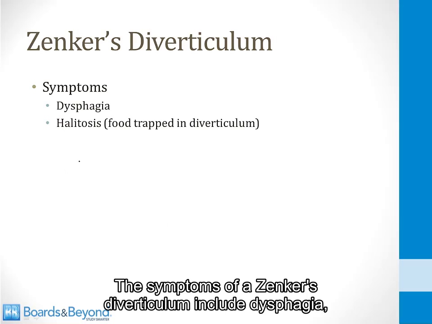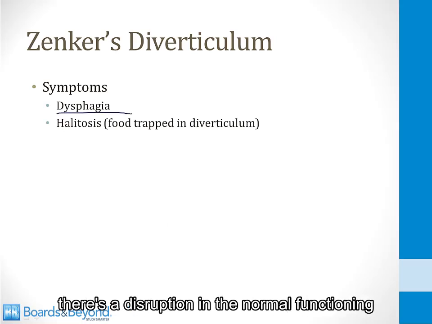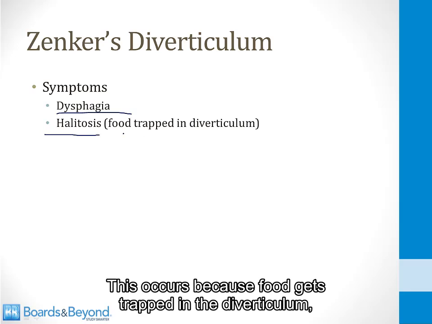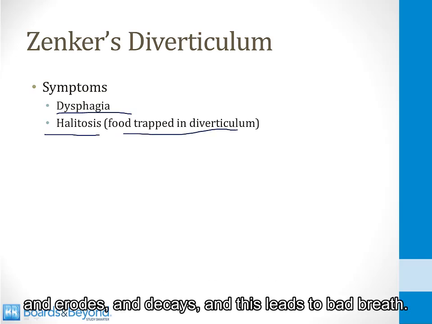The symptoms of a Zenker's diverticulum include dysphagia. There's a disruption in the normal functioning of the pharynx and the esophagus, and also classically halitosis. This occurs because food gets trapped in the diverticulum and erodes and decays, and this leads to bad breath.